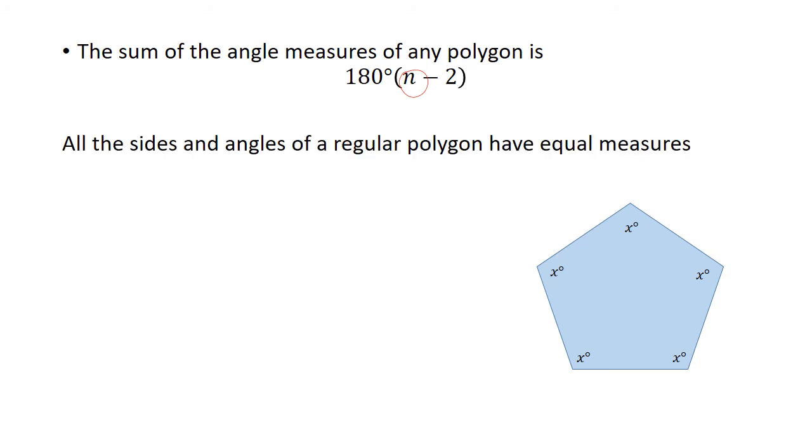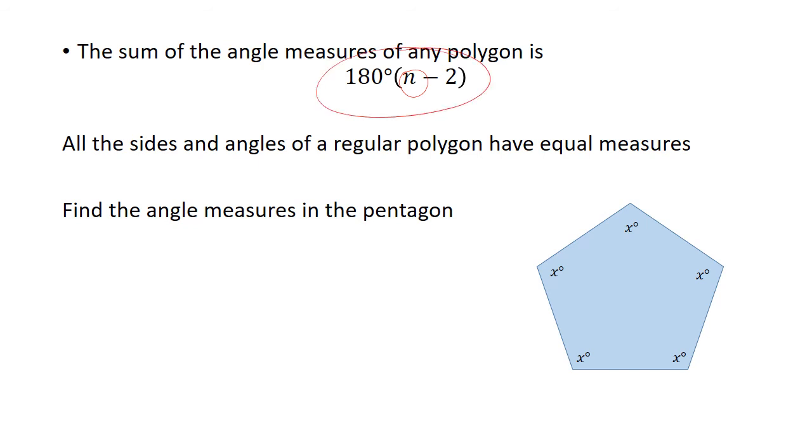Now a regular polygon, all the sides are going to be equal, and the angles are all going to be equal. Not all of them are going to be regular polygons, but if we say it's a regular polygon, we can say that they're all equal. So let's look at this pentagon here, and let's find how much these angles all measure together. We can look at what the sum of the angles is using this formula, and then we can use that to find out what the individual measures are in this particular pentagon.